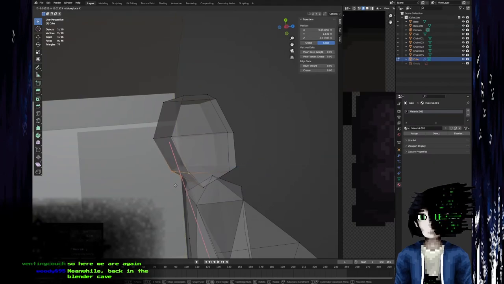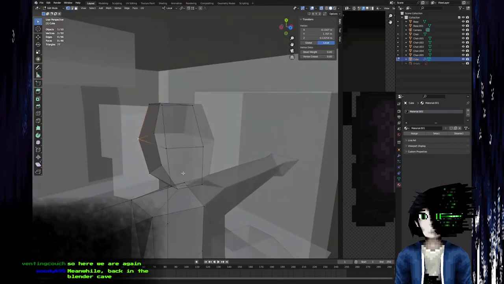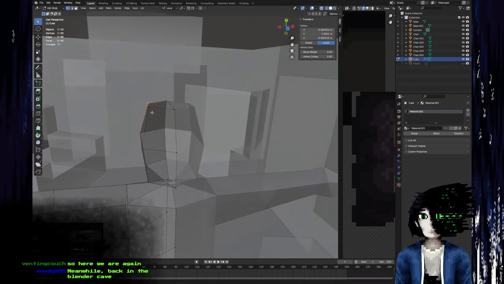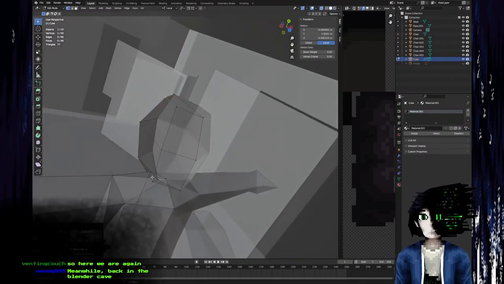Human heads always look terrible until they don't. It suddenly clicks, and then you go, oh, that suddenly looks like, not quite a person, but it doesn't look like a childlike drawing anymore. It'll happen at some point.